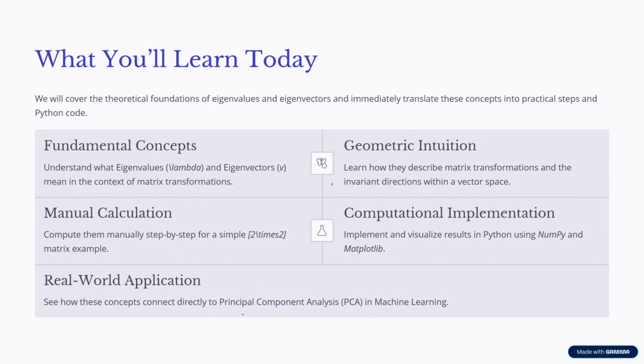Then we'll move on to manual calculations using a simple 2 by 2 matrix. This will help you understand the computational process from scratch. Next, we'll see how these calculations are done in Python using NumPy. And finally, we'll look at real world implications, that is how PCA uses eigenvectors to find the principal directions in a database.